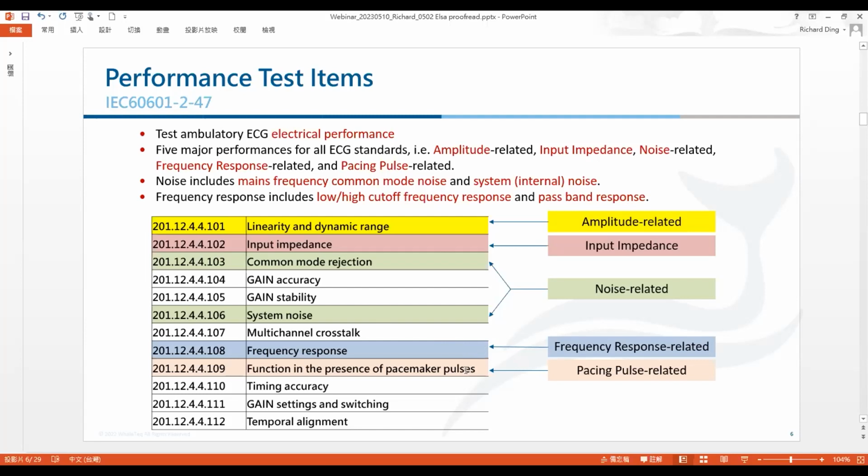And the fifth is patient pulse related. In general there are 2 kinds of patient pulse. One is that the patient pulse cannot interfere with the ECG signal. The second one is that the patient pulse must be displayed on the ECG screen. So this is about the electrical performance test.